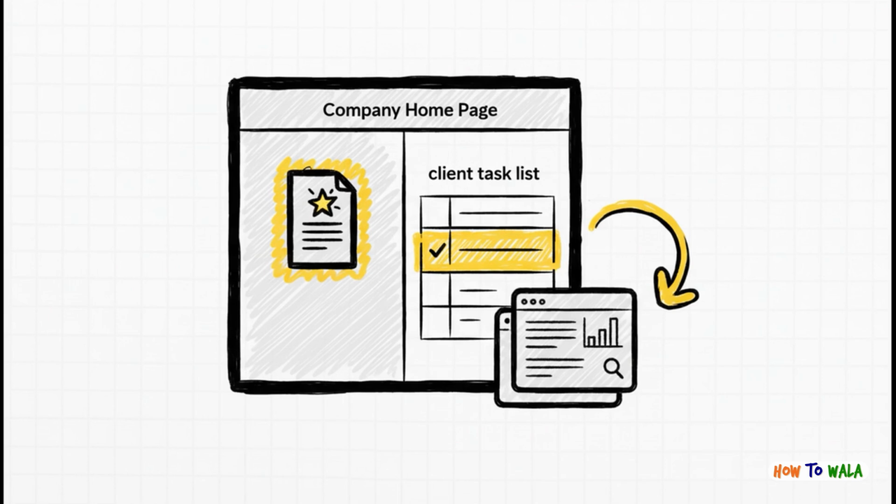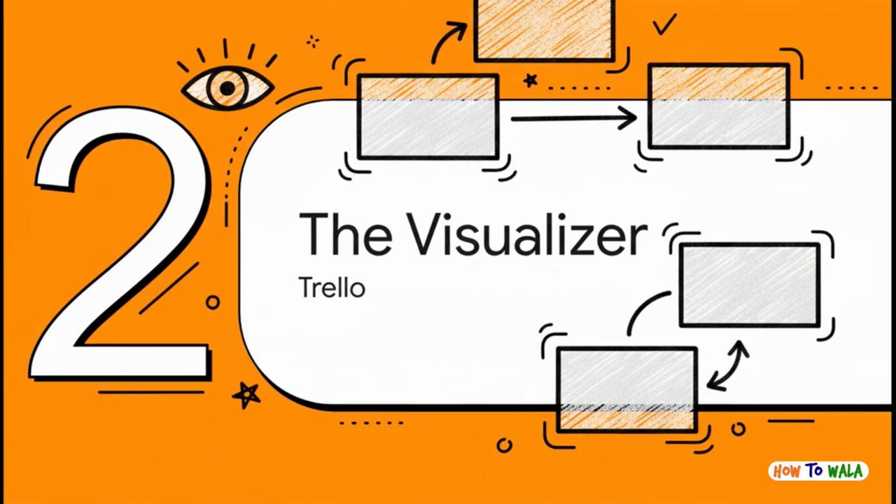Let's make this a little more real. Imagine a consulting firm's homepage in Notion. Over on the left, they've got their mission statement. Clear, always there. On the right, a live dynamic list of client tasks that are due this week. But here's the magic. You can click a client's name in that task list and poof, it opens up a whole new page with every single note and detail for that client. See? It's all connected.